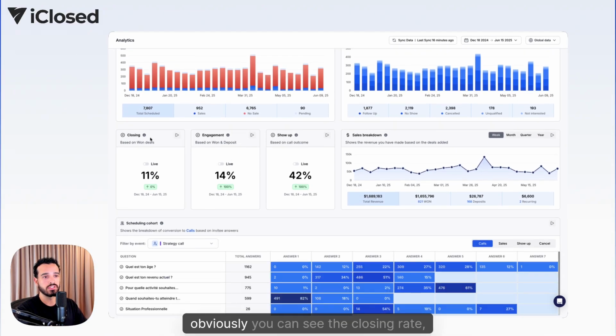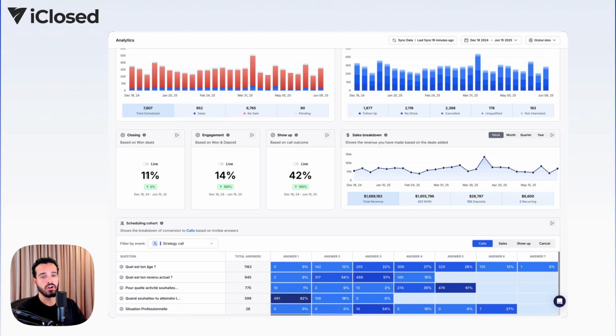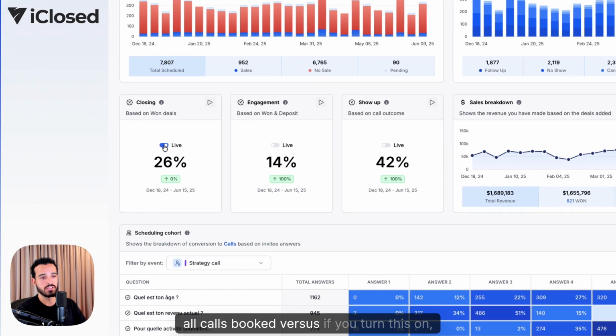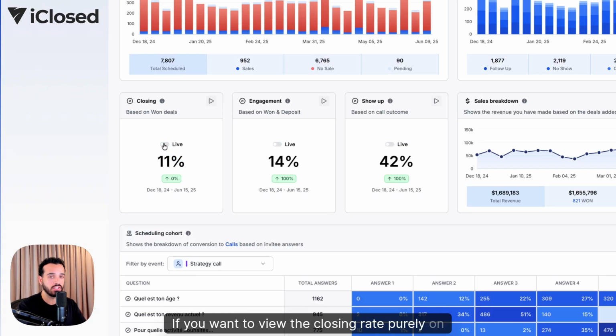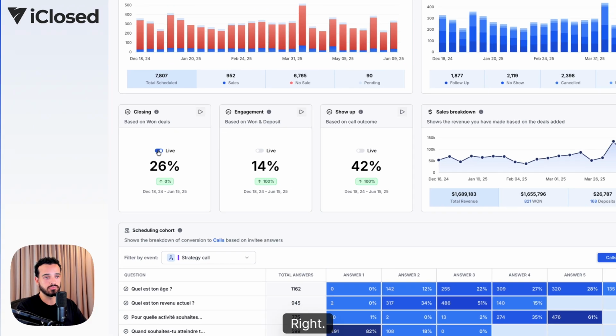Now, if we go down here, obviously you can see the closing rate. This toggle right here will show you the closing rate on all calls booked, versus if you turn this on, this is only live calls. So this is people that actually showed up. So if you want to view the closing rate on all calls, you turn the toggle off. If you want to view the closing rate purely on leads that actually showed up to the call, then you would turn the toggle on, right?